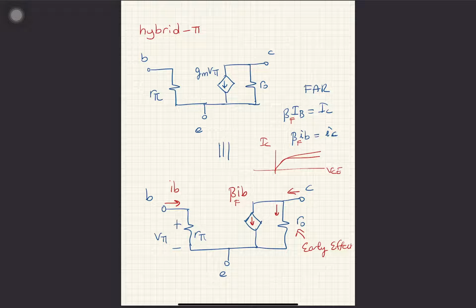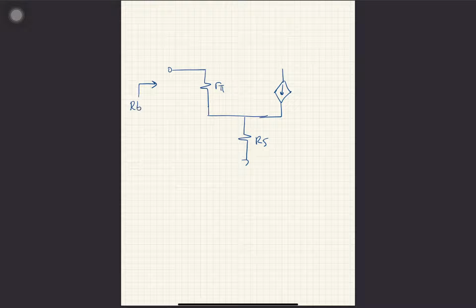Okay, so you can use this model as well. You can replace gm V pi by beta I base. It's not going to change anything, and in some cases it helps a lot. Like when we were finding the input resistance, for example. Let's remember our previous circuit. We are looking from here. We see R pi. We see R5 in here. We get rid of R0 because we are looking for the input resistance. So we are trying to find R base.